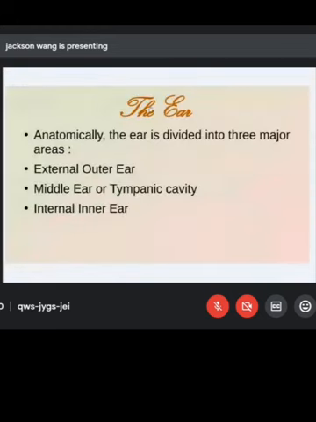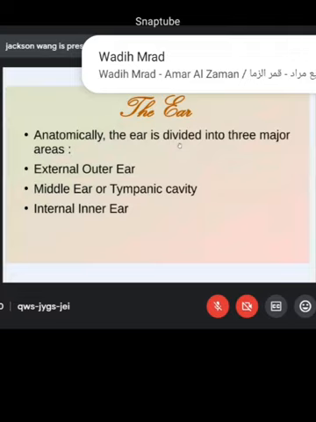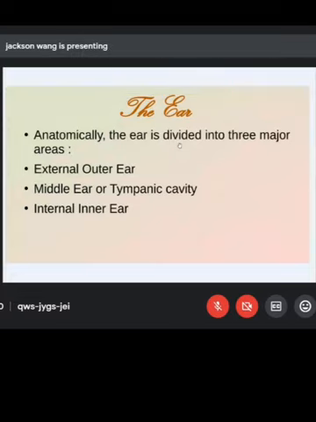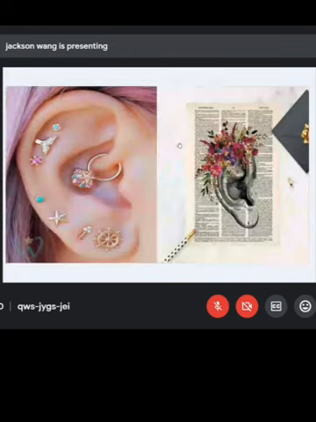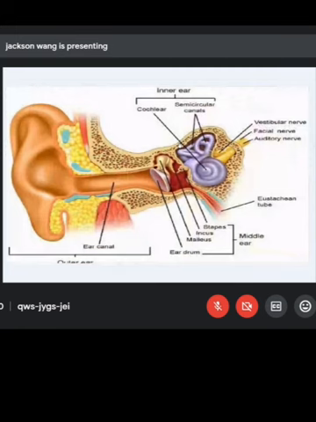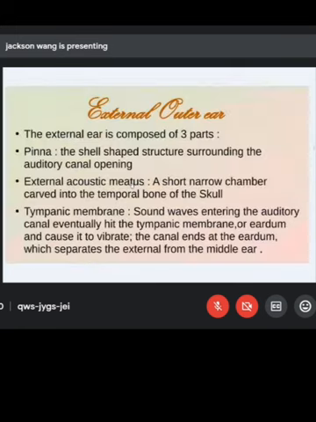The ear. Anatomically, the ear is divided into three major areas. Donc, comme on sait bien, l'oreille est divisée en trois parties. External outer ear, l'oreille externe, middle ear or tympanic cavity, l'oreille moyenne ou la cavité tympanique, internal inner ear, l'oreille interne.